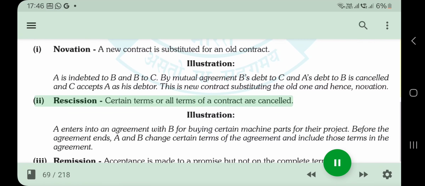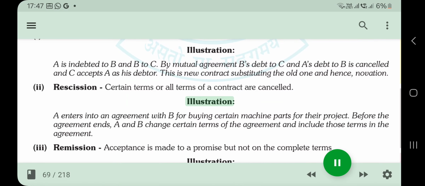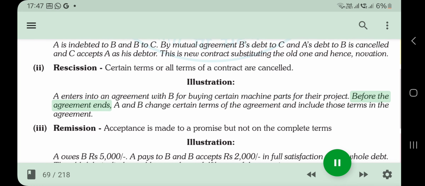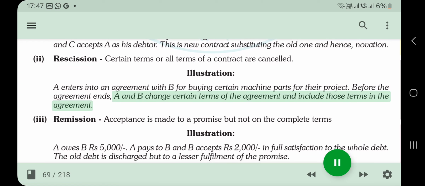II. Rescission. Certain terms or all terms of a contract are cancelled. Illustration. A enters into an agreement with B for buying certain machine parts for their project. Before the agreement ends, A and B change certain terms of the agreement and include those terms in the agreement.